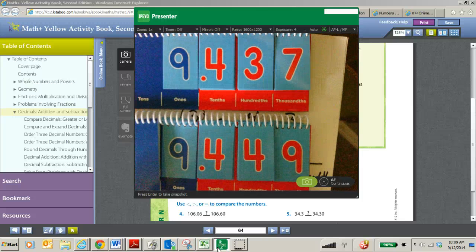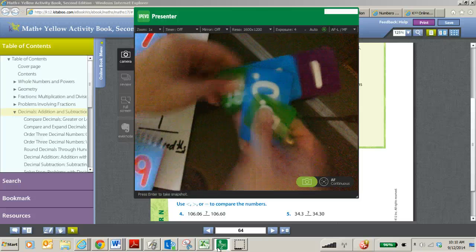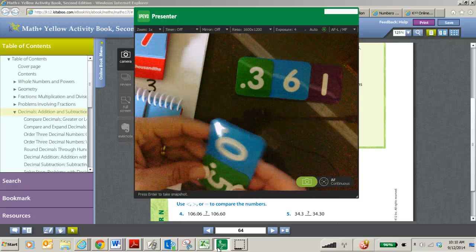So let's look at another example with some other manipulatives. Right here, I have a couple of numbers.